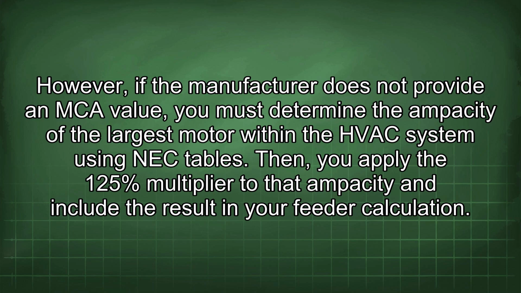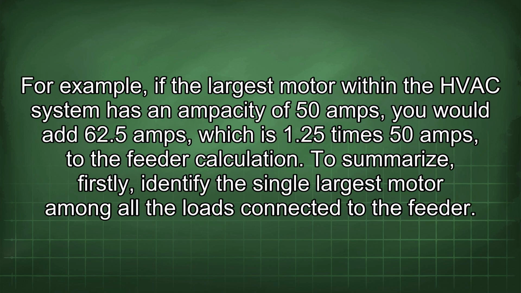However, if the manufacturer does not provide an MCA value, you must determine the ampacity of the largest motor within the HVAC system using NEC tables. Then, you apply the 125% multiplier to that ampacity and include the result in your feeder calculation. For example, if the largest motor within the HVAC system has an ampacity of 50 amps, you would add 62.5 amps, which is 1.25 times 50 amps, to the feeder calculation.